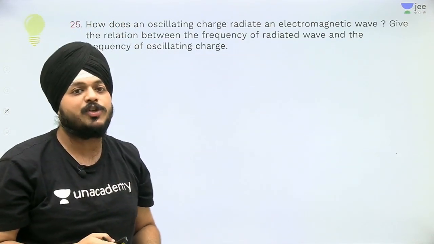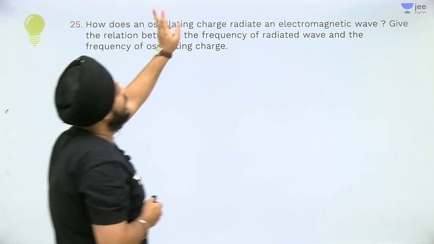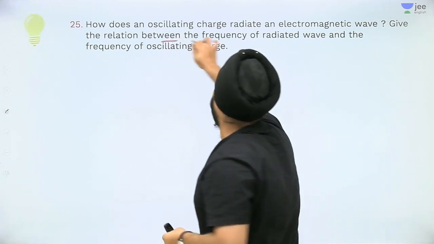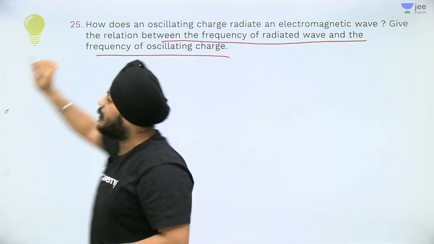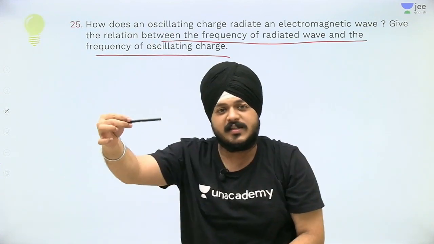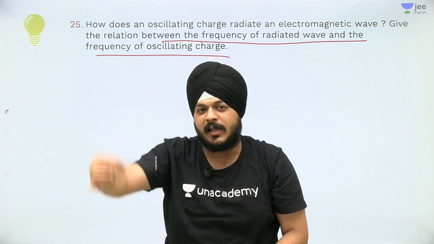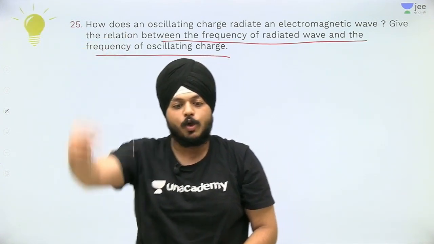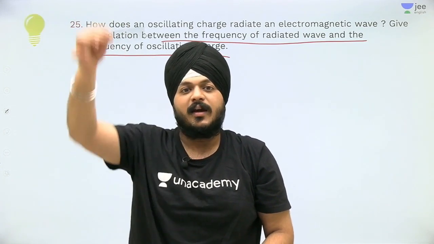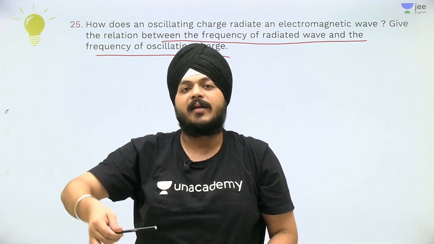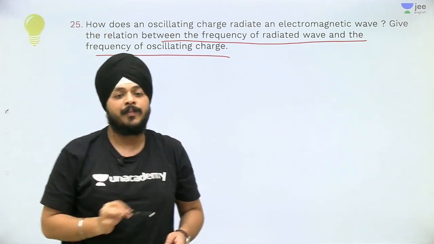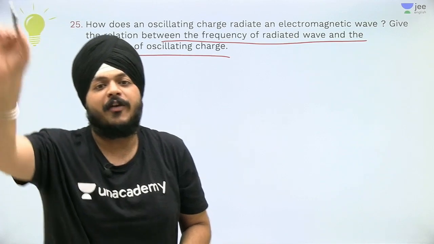Now moving forward to the next question. How does an oscillating charge radiate an electromagnetic wave? Give the relation between the frequency of the radiated wave and the frequency of the oscillating charge. Simple explanation: this is a charge, oscillating with respect to the mean position, to and fro, to and fro. If it is making such a to-and-fro motion, then it would emit radiation of wavelength lambda.